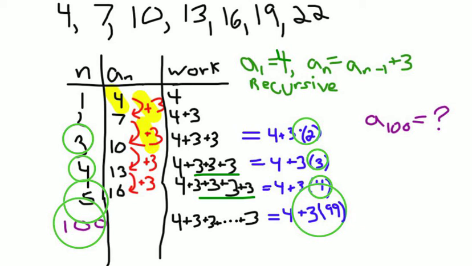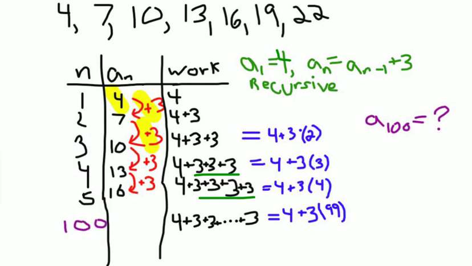So I didn't want to write all 99 3s here. That's why I did the dot, dot, dot. But there they are. Those are 99 3s there. How do I know? Because n is 100 and the number of 3s is always one less than the term number. So that's great. We can find a sub 100.